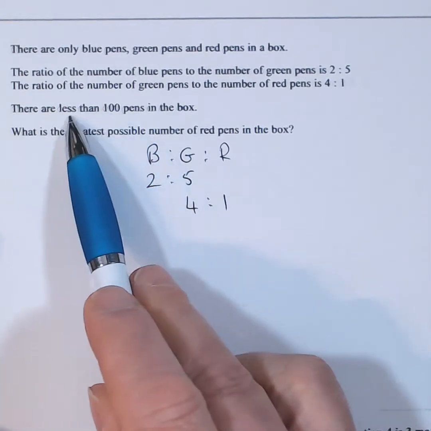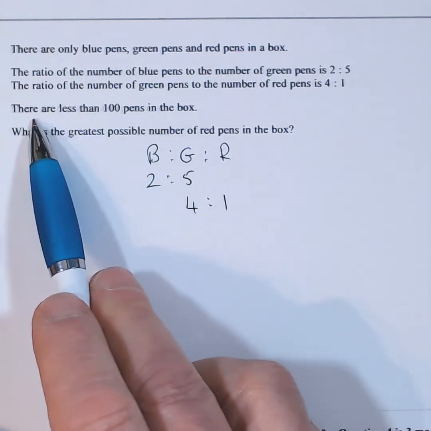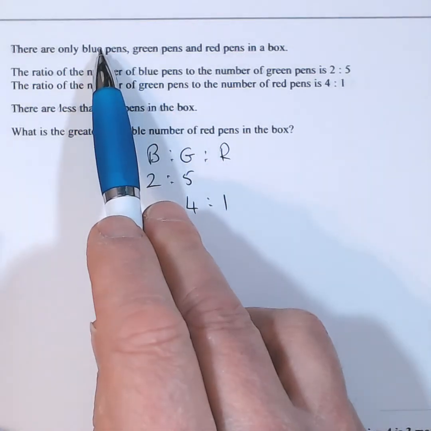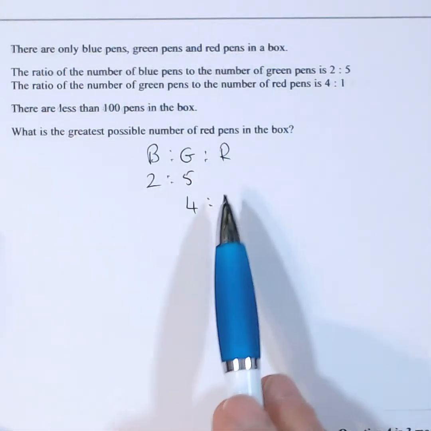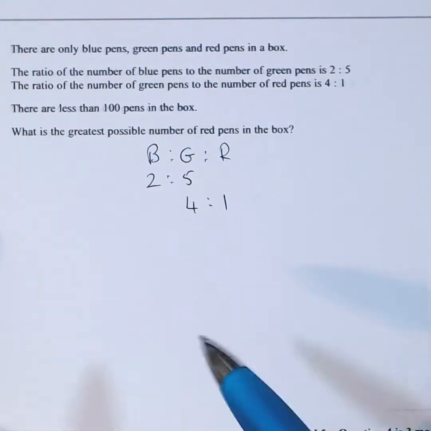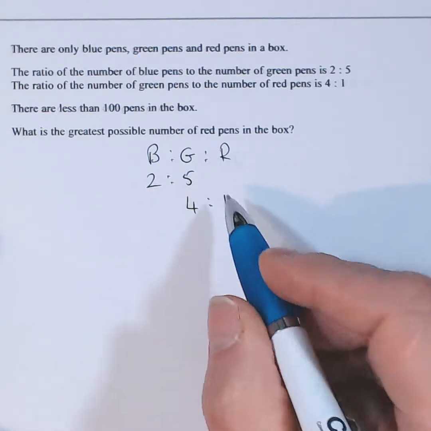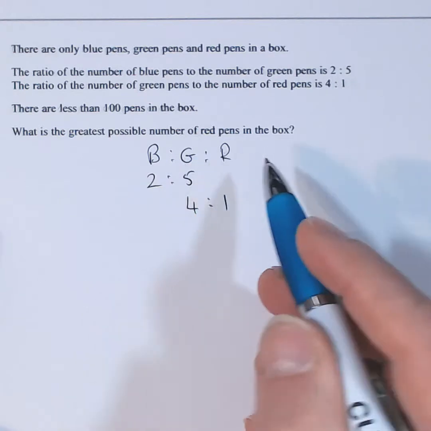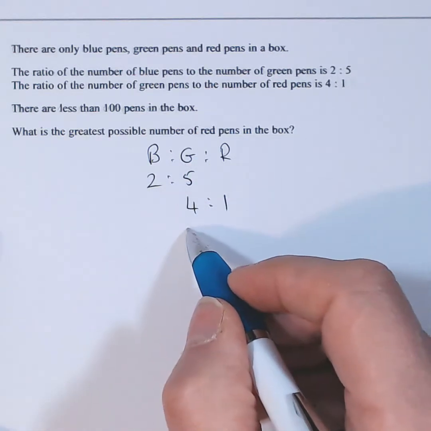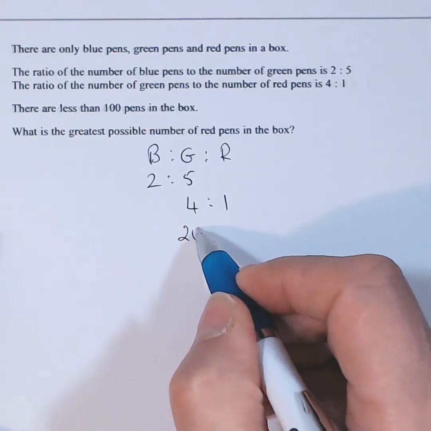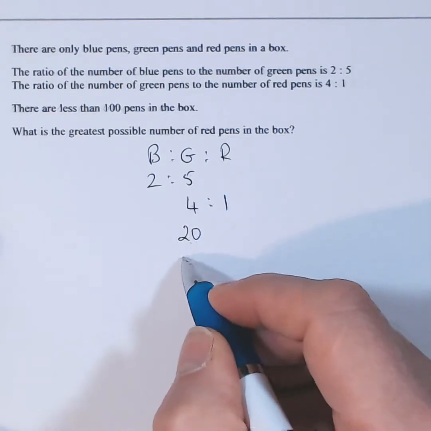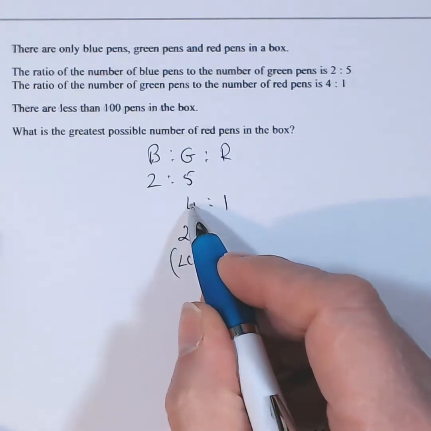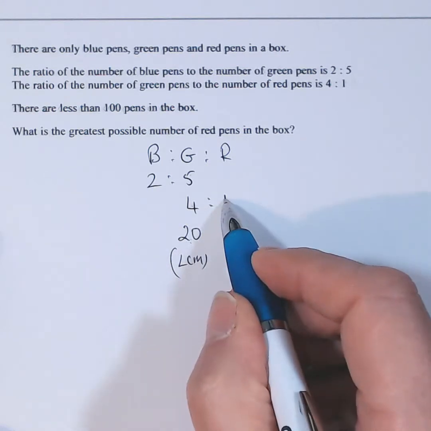And basically, because we're talking about there being less than 100 pens in the box, we know that they're going to be made of these 3 different colours. Then we need to know what the ratio is of all 3 colours together. So the way we do that is, when we've got these scenarios where there's 3 different variables, then we make a lowest common multiple, and the lowest common multiple of 5 and 4 is 20. And therefore we're going to turn this ratio into 20 to make equivalent.